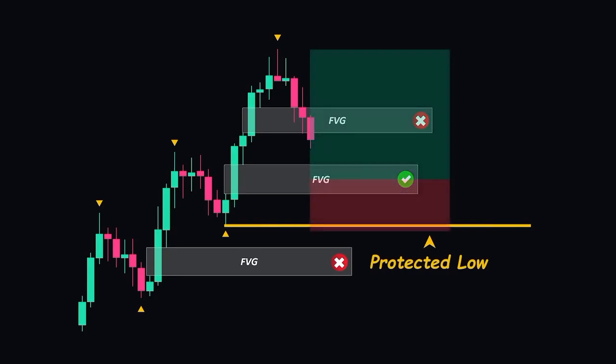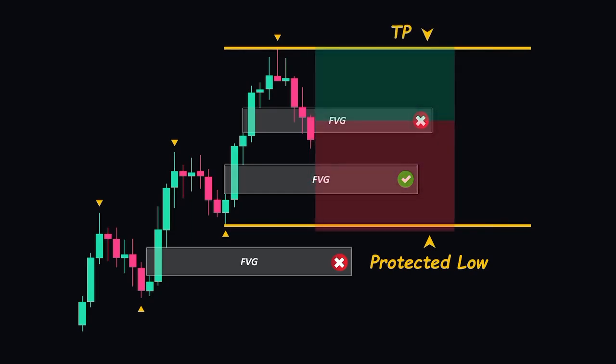Additionally, our first target would be the recent high. So if we enter at the first FVG, there is simply not enough room for a proper reward. This method works best when the market makes deep retracements.